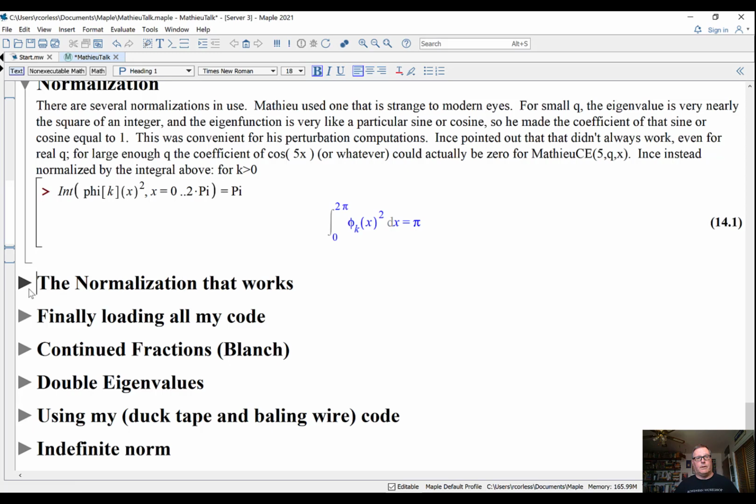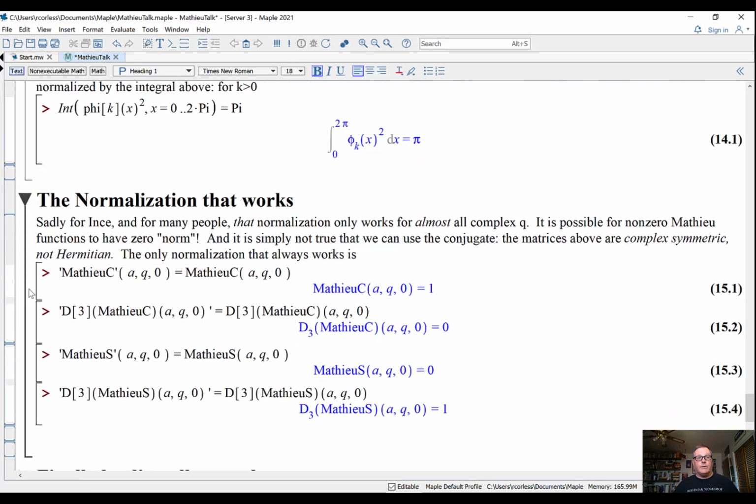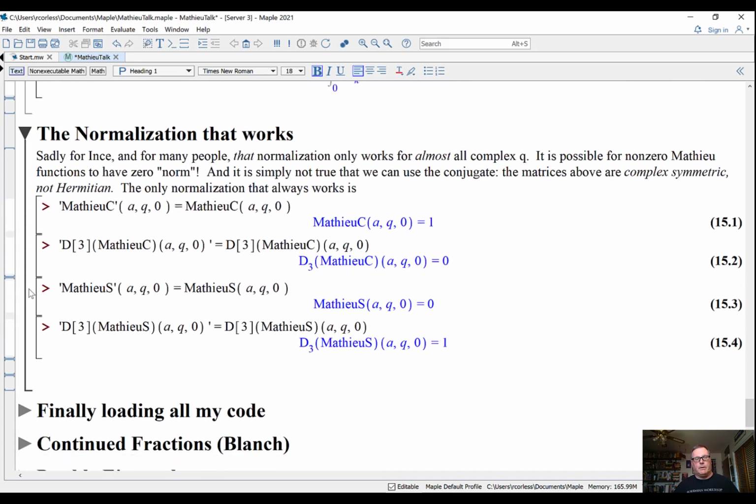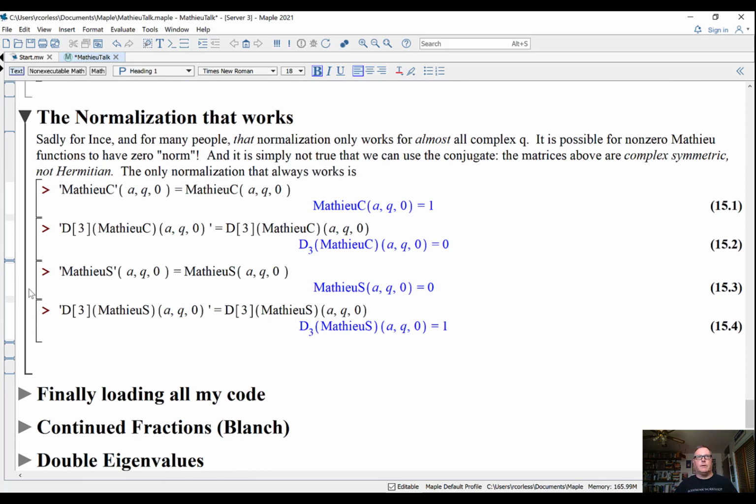However, sadly for Ince, and sadly for many people and lots of pieces of software, that normalization only works for almost all complex Q. There are isolated complex values of Q for which that integral of the square of the function is 0. It's possible for non-zero Mathieu functions to have 0 norm. Well, does that mean we made a mistake?